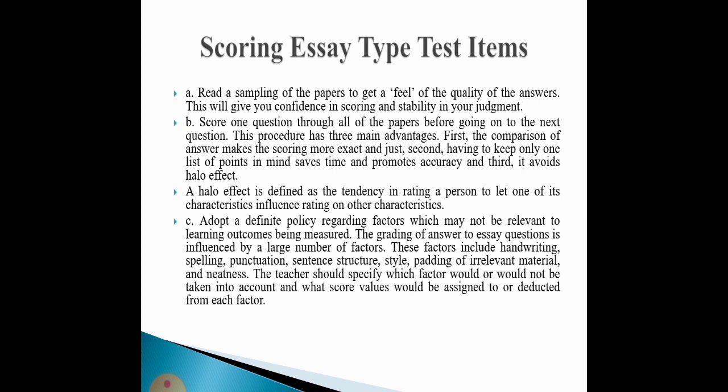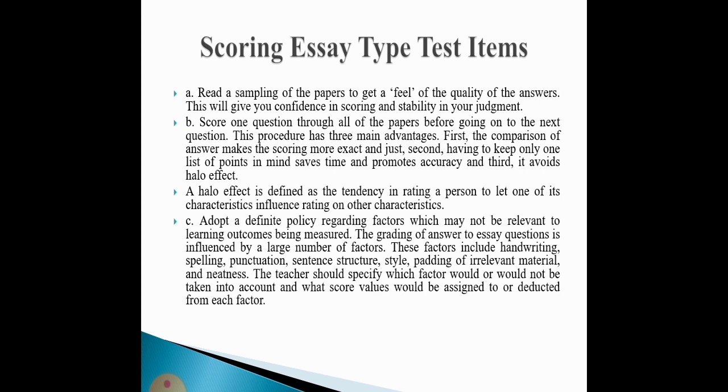Read a sampling of the papers to get a feel of the quality of the answers. This will give you confidence in scoring and stability in your judgment. Read the papers well, after that the answers will make you feel what level they are. Score one question through all of the papers before going on to the next question. First, you check one question across all the papers, then move on to the next question.